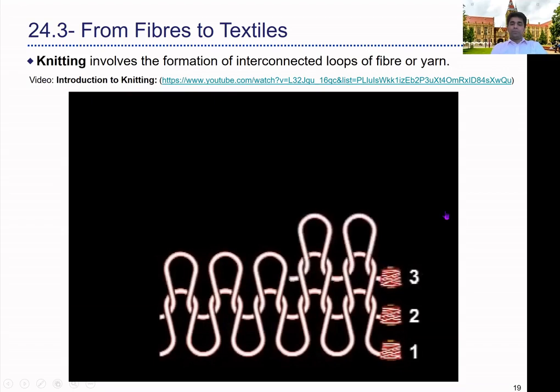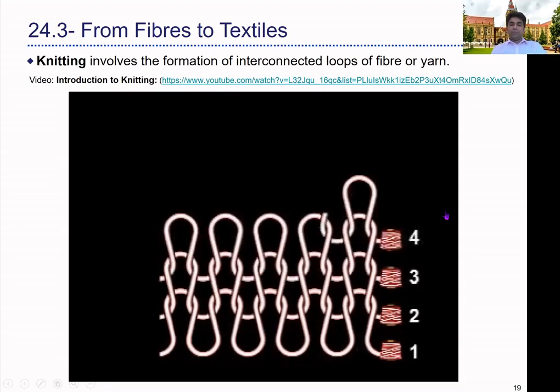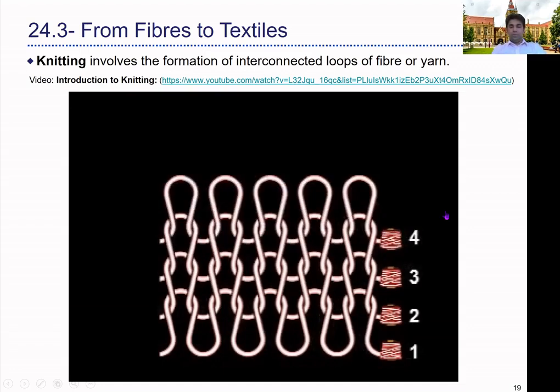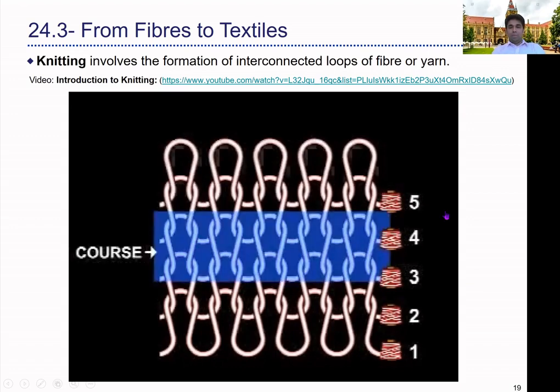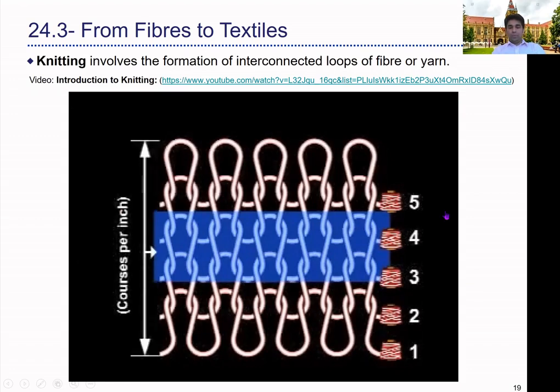If you analyze the structure, you see a pattern of loops arranged in rows and columns. The horizontal row of loops produced by adjacent needles during the same knitting cycle is known as a course. The course count is measured by the number of courses per linear unit, expressed as inches or centimeters. If this drawing represents a 1 inch by 1 inch area, you identify this as 5 courses per inch.